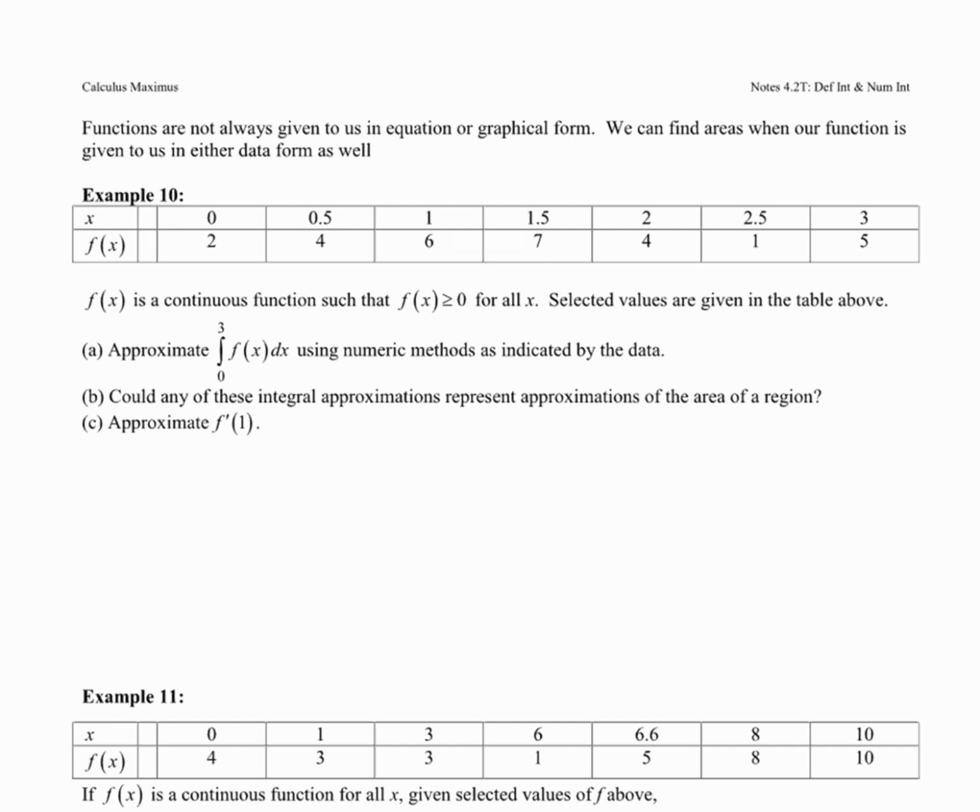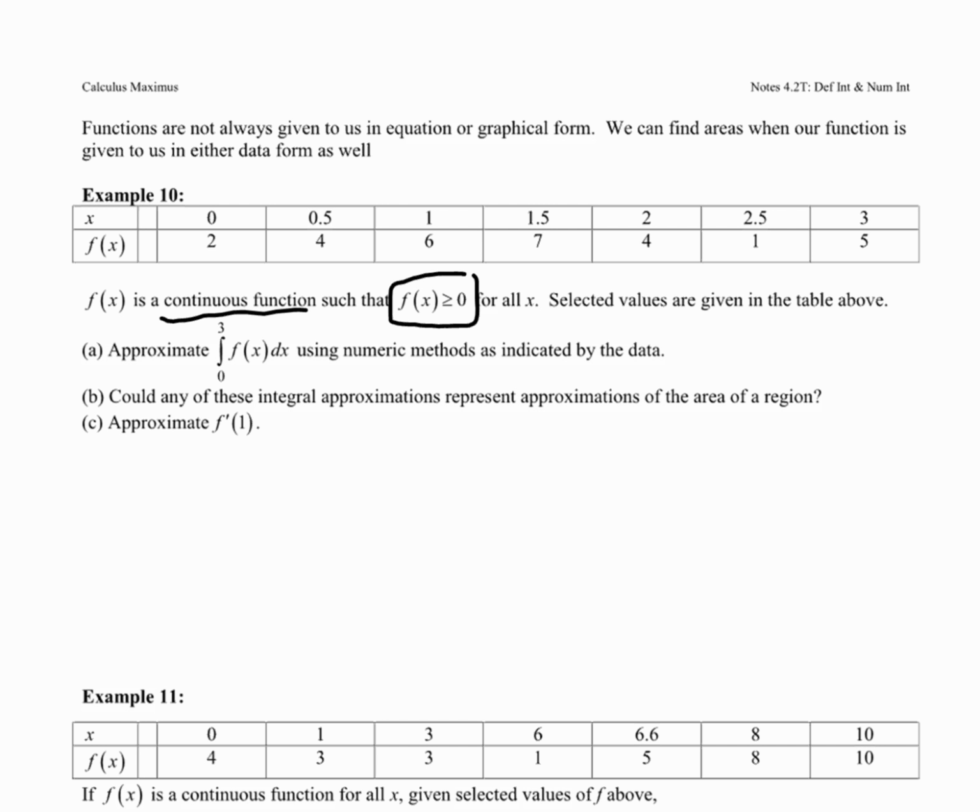Okay, sometimes you don't see functions in graphical or in an equation in algebraic form. We can find areas, though, if we just have a numerical expression as well. So you got to be really careful. Look for important things. F is a continuous function, which means it's integrable. Oh, another important thing. Why would they say this? F is always positive, or it's non-negative. That's a better way to say it. It's non-negative. And we have selected values in the table.